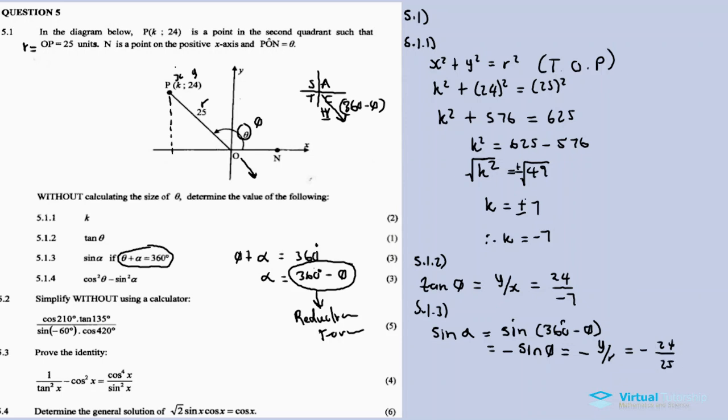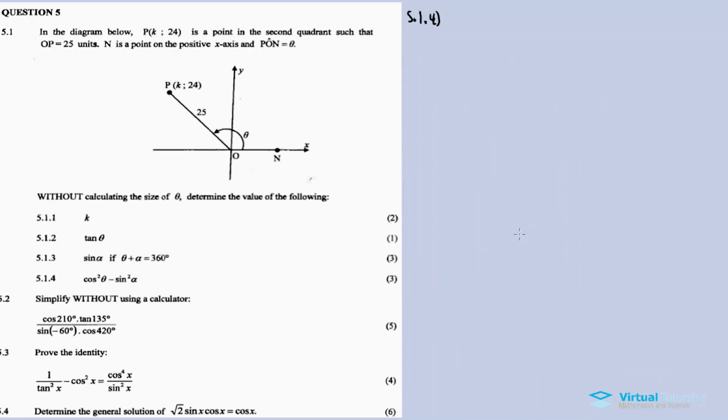This is our answer. Now we go to 5.1.4, but I don't think I will have enough space there. How about I erase so that we can answer this one? Alright, 5.1.4, it's cos squared theta minus sine squared alpha. We must be careful, see, it's alpha. The alpha is back again. It's sine alpha, and the sine alpha we calculated on the previous question, 5.1.3.